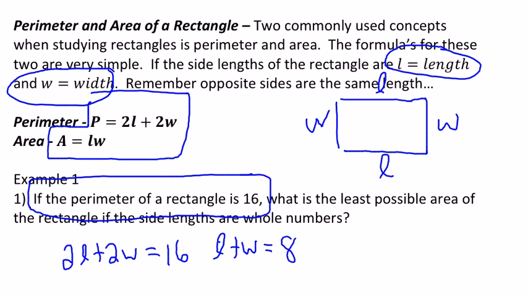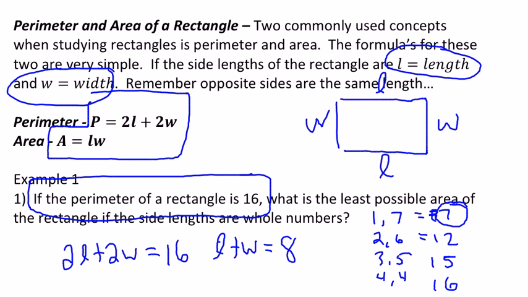So we think of all the whole number pairs that add up to 8, and our options are 1 and 7, 2 and 6, 3 and 5, 4 and 4. And we want to find the one with the least possible area, which means the least possible product. If you calculate all these products, you get 7, 12, 15, and 16. And so the least possible product is clearly 7. The greatest was 16. And what you'll find is you always want to go to the extremes, because the extremes are going to tell you where your answer is.